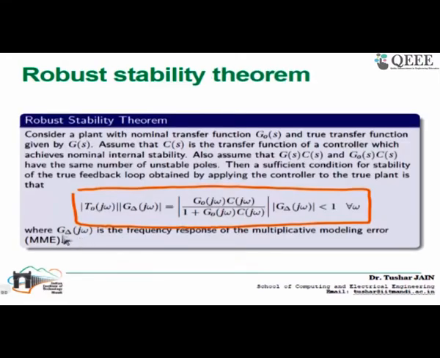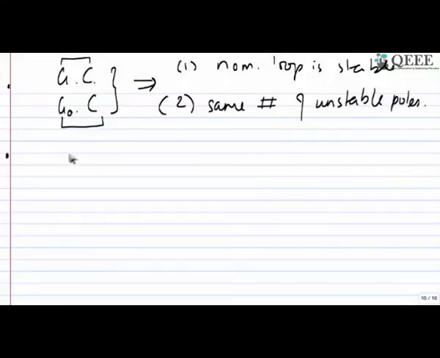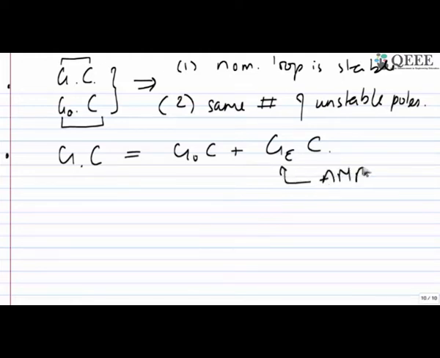Now if you go back to the previous one, it says G delta is the frequency response of the multiplicative modeling error. Now I assume that G C is G naught C plus G epsilon C, where G epsilon is the additive modeling error. And from the previous modeling principle, I know that G epsilon is nothing but G naught G delta, where G delta is my multiplicative modeling error.